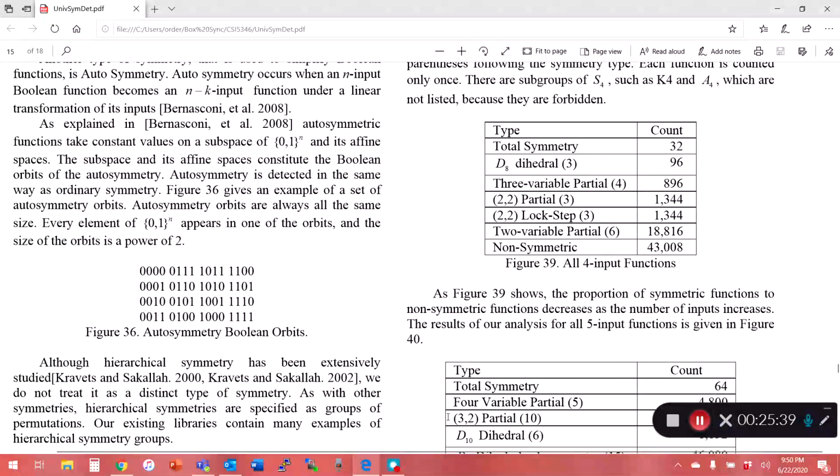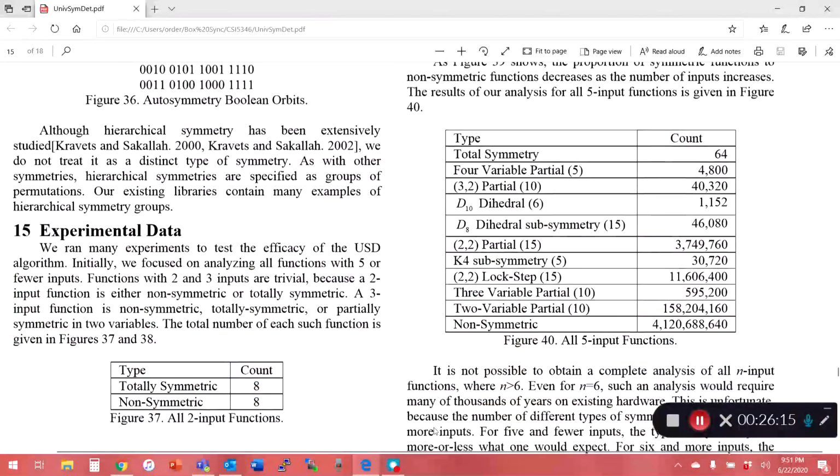Now, it's important to note that when we're detecting symmetries with respect to permutations or permutation matrices, the orbits don't necessarily contain every vector in the vector space. With autosymmetry, every vector in the vector space must appear in at least one coset, and so I will end up with Boolean orbits that include every single vector in the vector space.